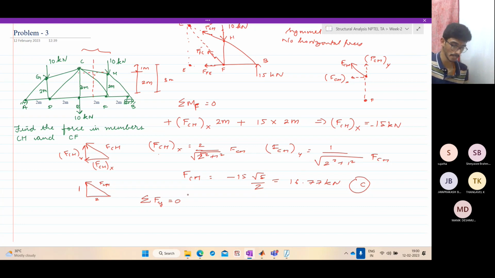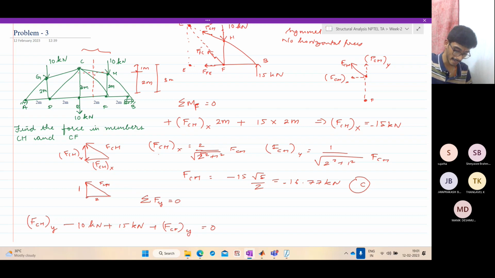What do you get? What are the vertical forces acting at this section? You get one, this FCHY, which is acting upwards with the correct sign convention. And then on this body, you have 10 kilonewtons acting downwards, 15 kilonewtons acting upwards, and FCFY, which is acting upwards, equal to 0. FCHY you can easily determine from this triangle.